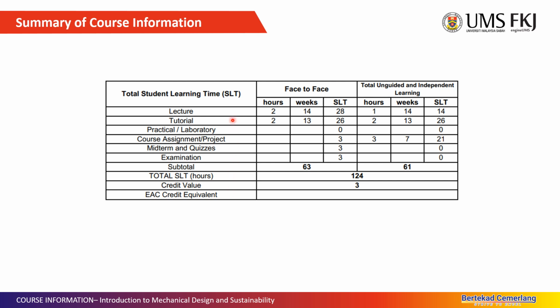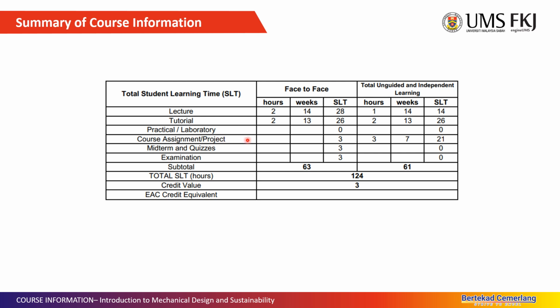For the first one, lecture, we have 2 hours per week for 14 weeks, so 28 hours SLT for the face-to-face. While for the total unguided and independent learning, we have 1 hour, meaning you learn 1 hour per week by yourself for 14 weeks, so you have a total SLT of 14. Then for the tutorial, you go to the class for 13 weeks, total SLT 26 hours. And for the tutorial, 2 hours per week, you learn for 13 weeks by yourself, so you have 26 SLT.